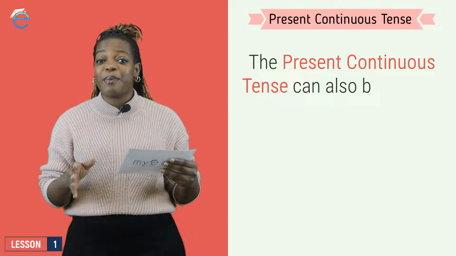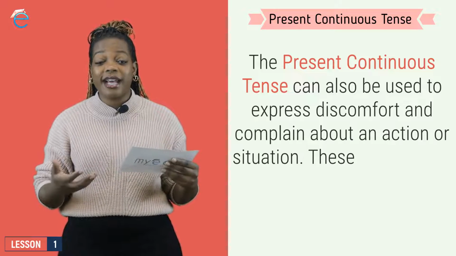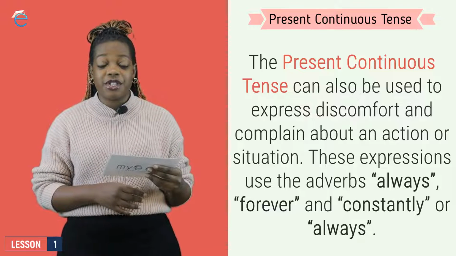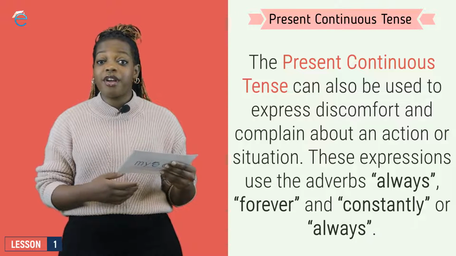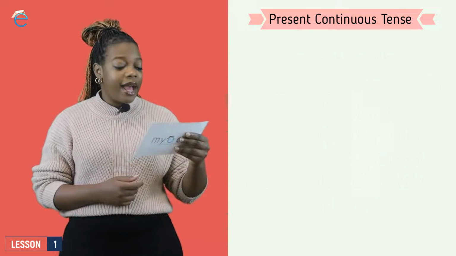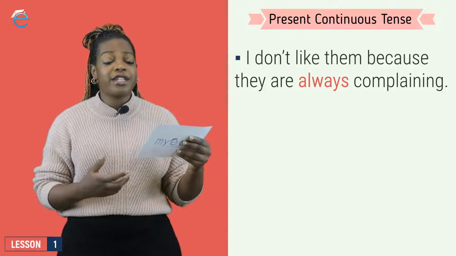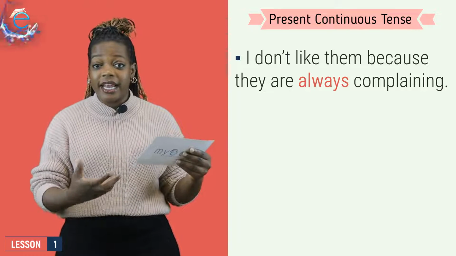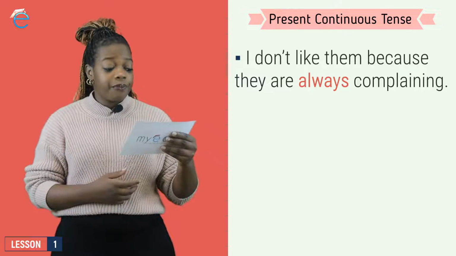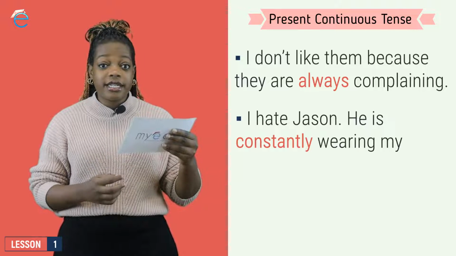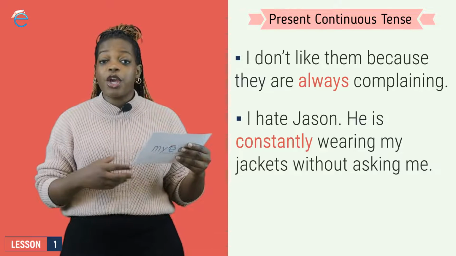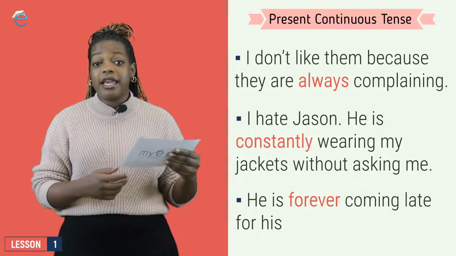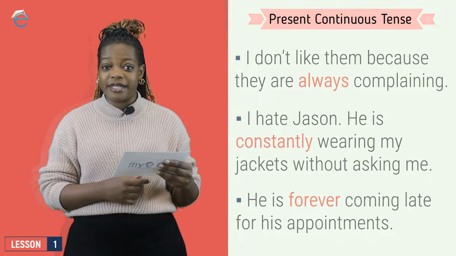It is also possible to use present continuous to complain or show discomfort about an action or situation. In this case, I will use present continuous with the adverbs always or forever. For example, I don't like them because they are always complaining. They are always complaining is me showing my negative feelings about them complaining. Or, I hate Jason. He is constantly wearing my jackets without asking me. Or, he is forever coming late for his appointments.